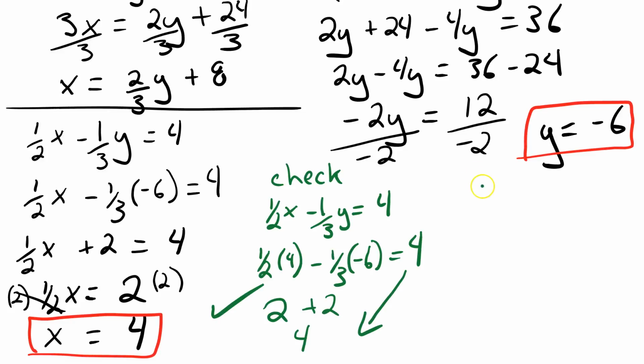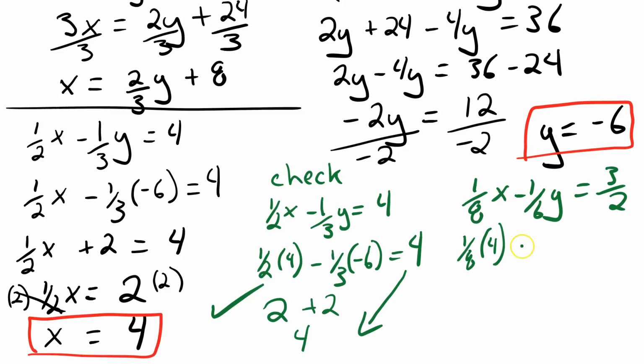And we'll choose our second equation here. 1/8 x minus 1/6 y equals 3/2. X's go to 4, y's go to negative 6. 1/8 times 4 minus 1/6 times negative 6, and this should equal 3 over 2. So 1 times 4 is 4. 4 over 8 reduces to 1/2. Keep it as a fraction.